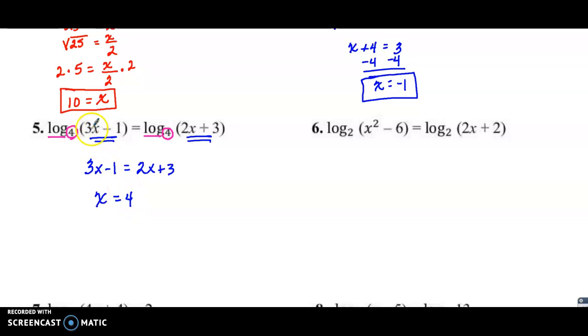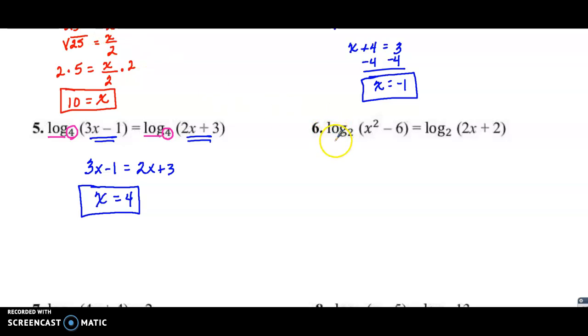If I plugged 4 into here, 4 times 3 will give me 12. 12 minus 1 is 11. That's a good number. If I plug my 4 in, 2 times 4 is 8. 8 plus 3 is 11. That's a good number. Remember, I'm just looking for it to be positive and our base not equal to 1. Okay, so on number 6, same thing.